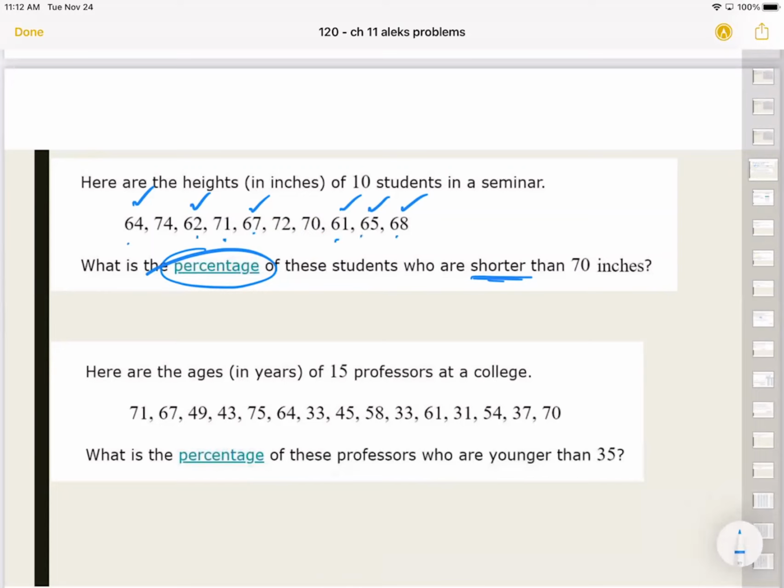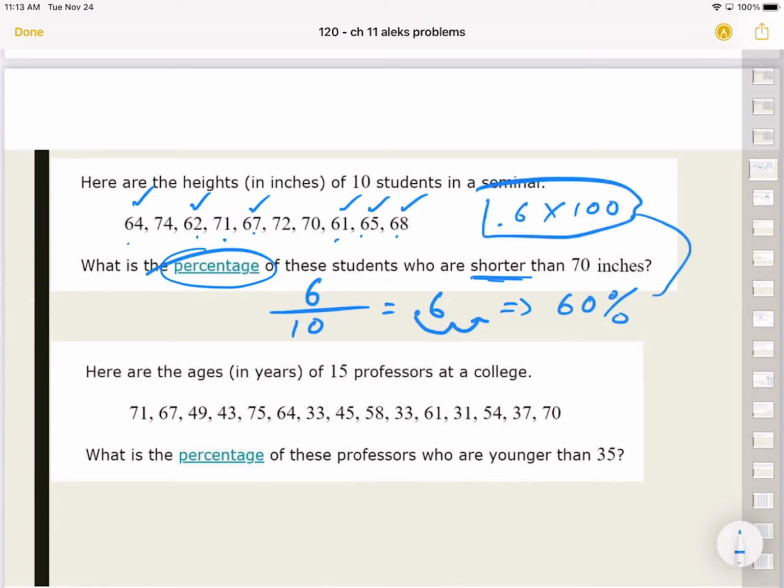So all you need to do is find a percentage. Take the number shorter than 70, which is 6, divided by the total, and you have 0.6. And again, how do you find a percentage? You move the decimal 2 places to give you 60%. Or if you take 0.6 times 100, you will have 60%.